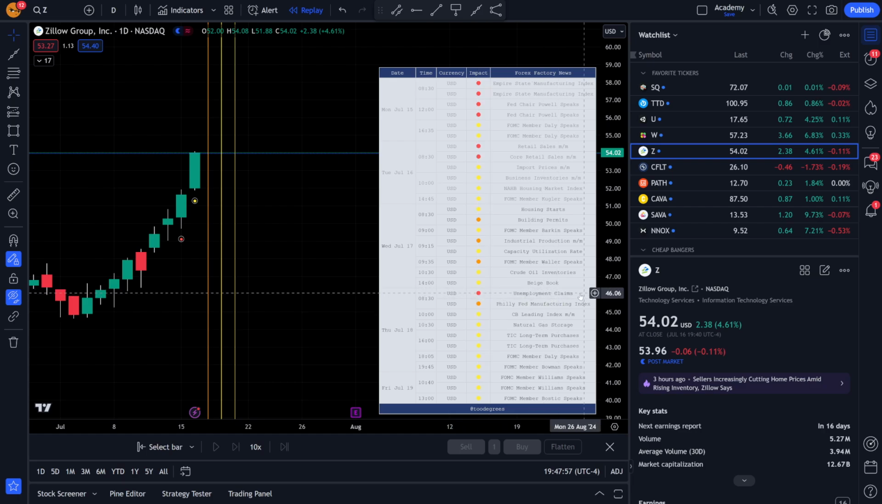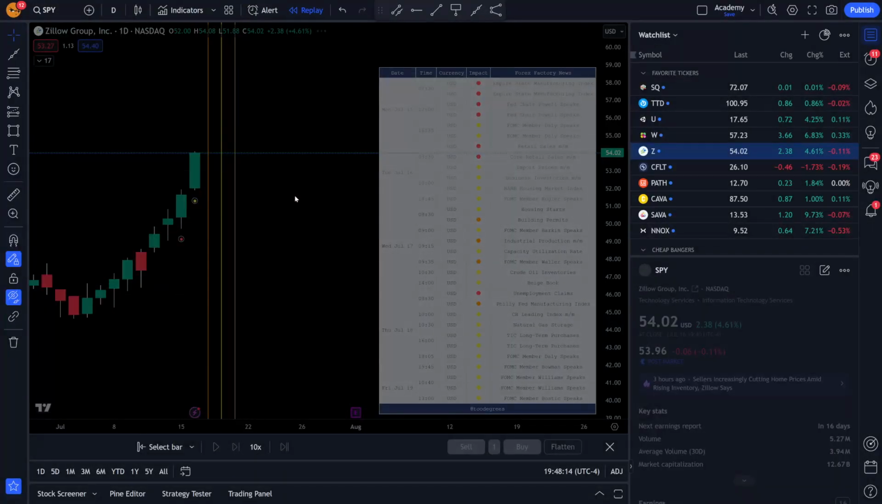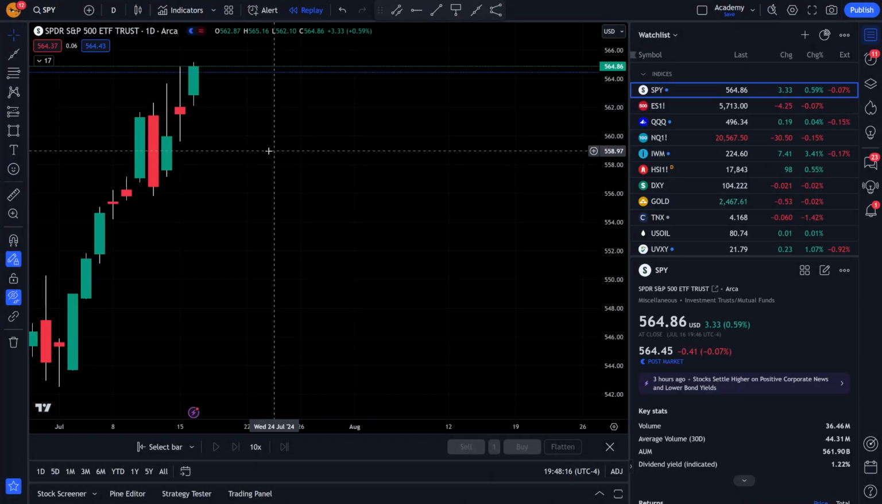Okay, unemployment claims. All right. But what it populates on the side, these are the events that are coming up. So this is an orange line. I think that orange line is saying that's the day from the building permits. I think that's the building permits info. Let's go over to SPY.